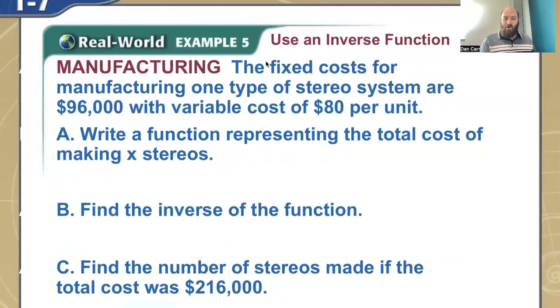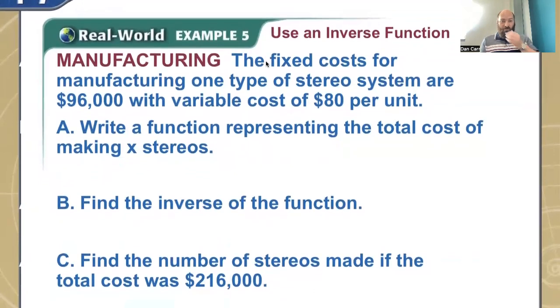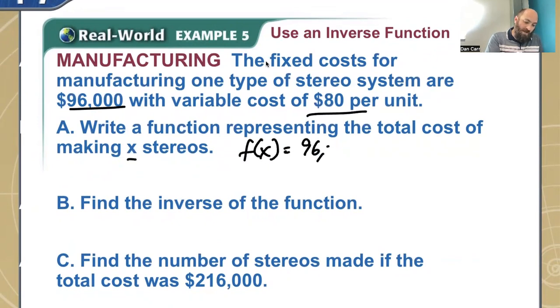All right, use the inverse function here. The fixed cost for manufacturing one type of stereo system is $96,000 with a variable cost of $80 per unit. Write a function representing the total cost of making x stereos. So my function here is going to be defined by 96,000 for the fixed cost plus 80 times the variable cost. Okay. Now I want to find the inverse of that function.